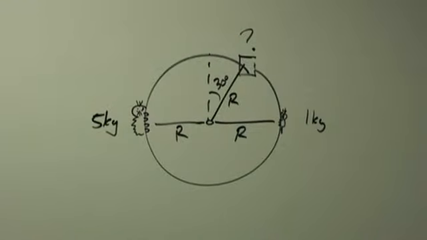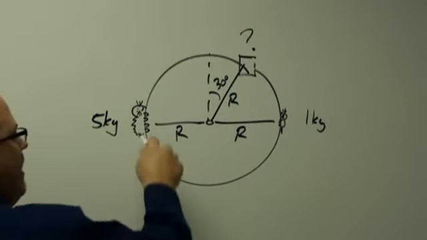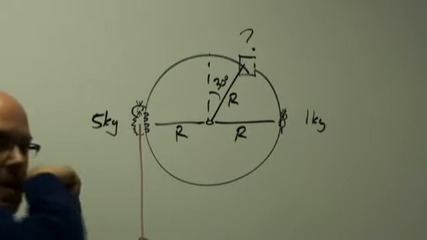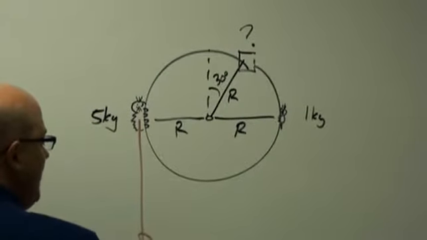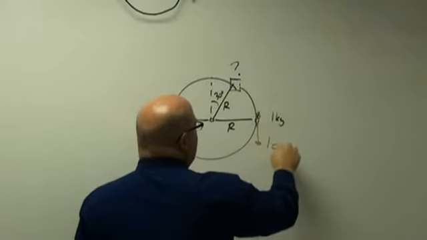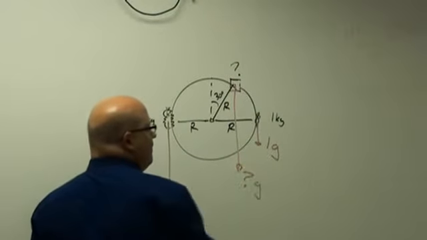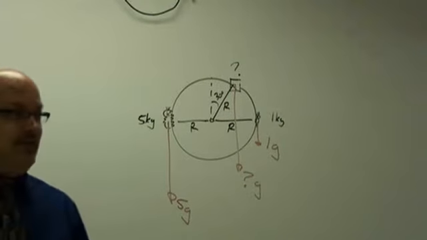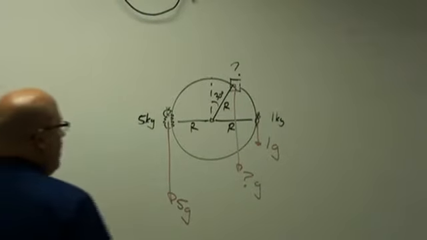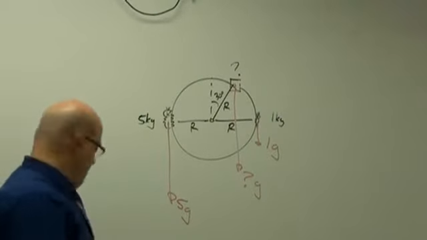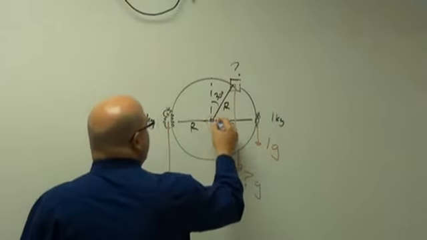What's the first thing we have to do? Free body diagram. Okay, so here's my free body diagram. I'm gonna have 5 times G here, right? I'm gonna have 1 times G here, and I'm gonna have question mark times G here. So do you see that the G is gonna cancel out in each case when we do our torque problem? Okay, so there's my free body diagram. What about pivot? Center. I like that.